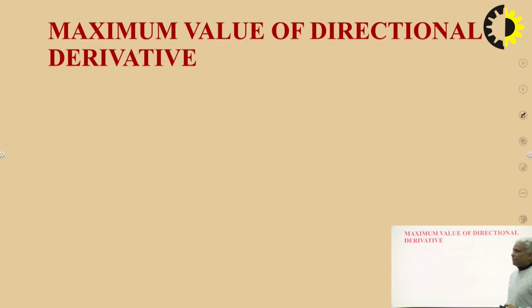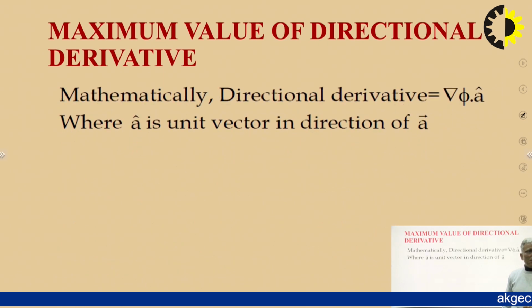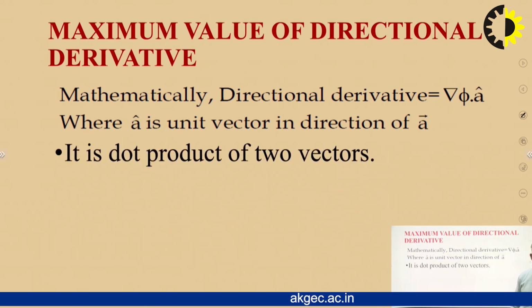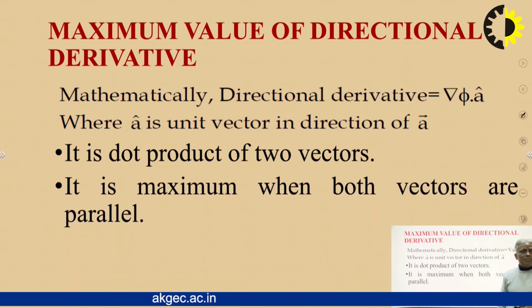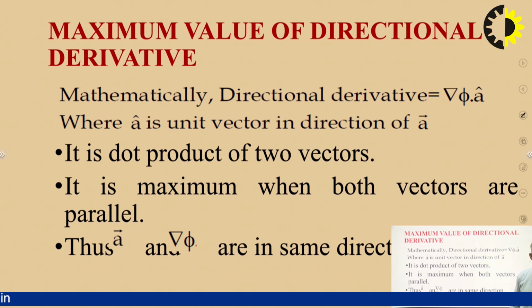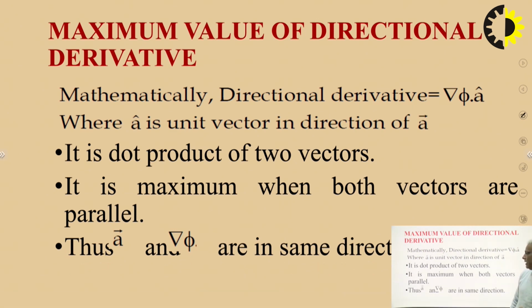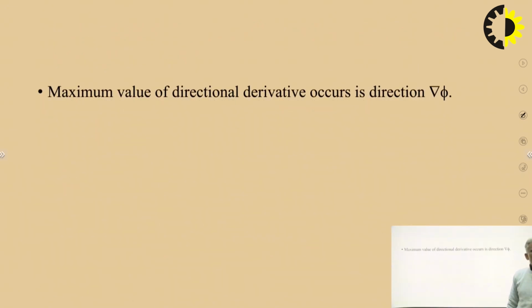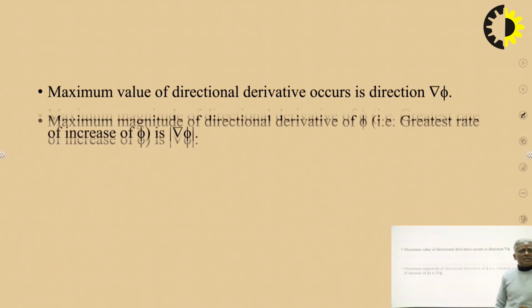What is the role of DD? We can calculate the maximum value of the directional derivative with the help of this. How to? Mathematically, the directional derivative is del phi dot a cap, where a cap is a unit vector, and it is denoted by the dot product of two vectors. It is maximum when both vectors are parallel. When both vectors are parallel, then calculate the maximum value. Thus, a cap and del phi are in the same direction. That means the maximum value of the directional derivative occurs in the direction of del phi.